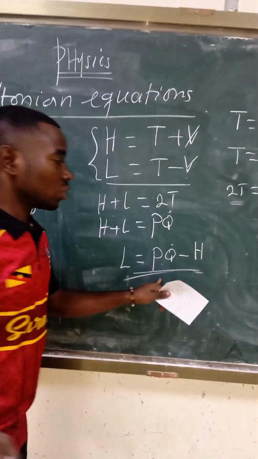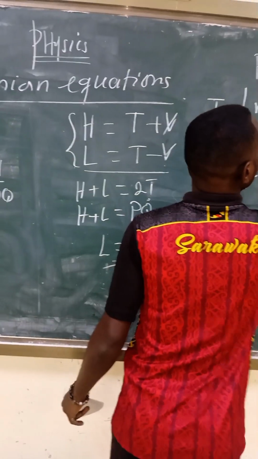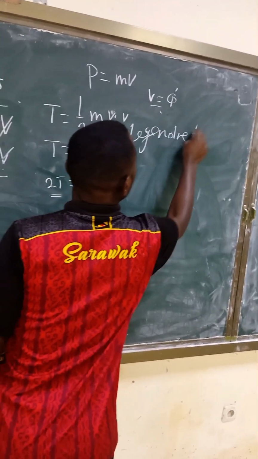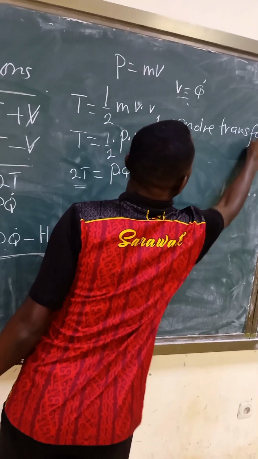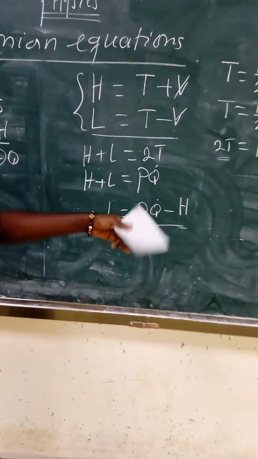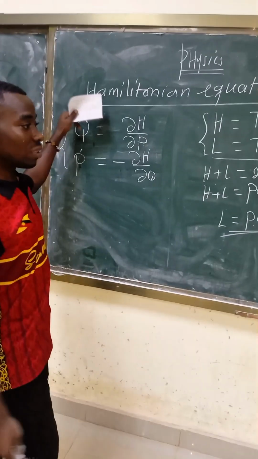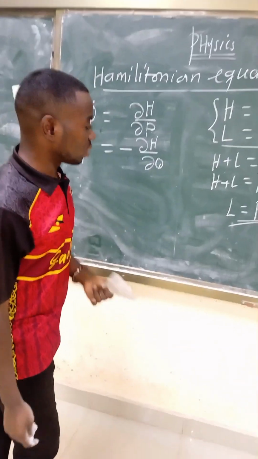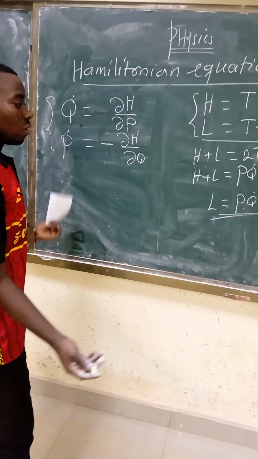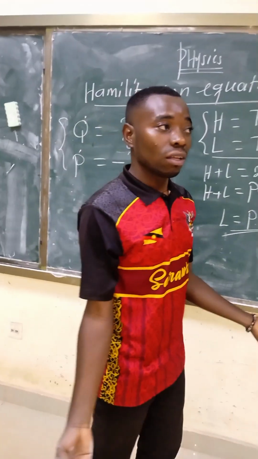Now we get this equation using the Legendre transformation. Using the Legendre transformation, now we arrive at this Lagrange equation. Let's use this Lagrange equation also to arrive at these equations. Now we can start using action. You know the principle of action.